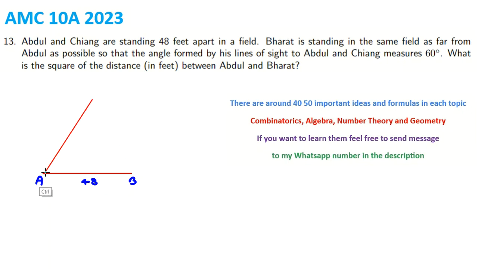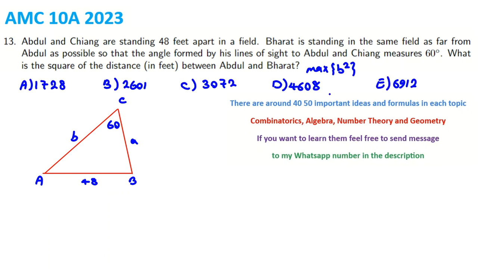But because it says we want to select maximum, for example, something like this. But we should check. So we call this one 60. So this is a geometry problem. It says, what is the square of the distance in feet between Abdul and Bharat? So we call this one B, this one A. We want to find the maximum of B squared. Let me copy the choices. Okay, the choices are these.